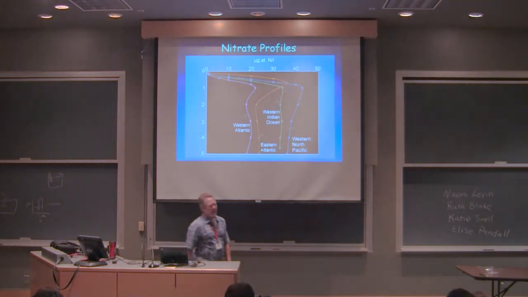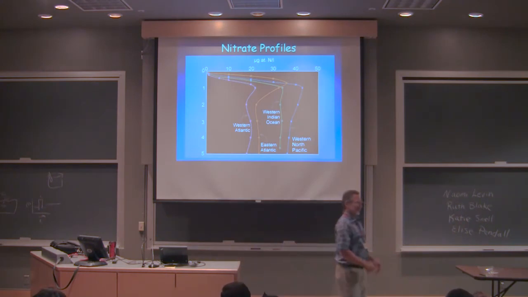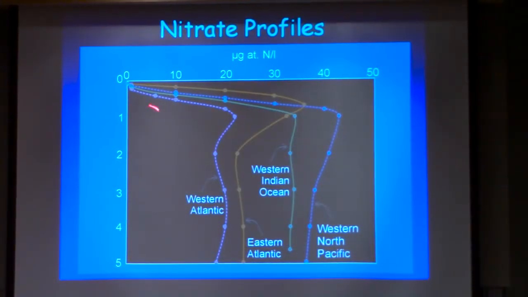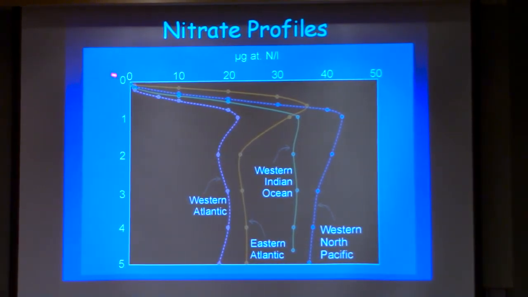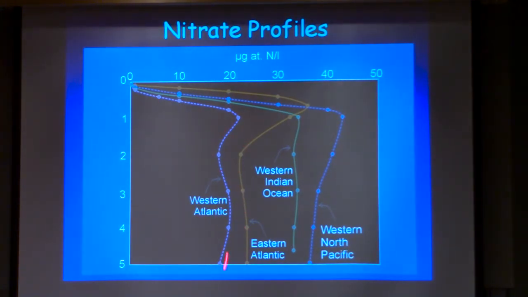Okay, now because there is respiration at depth, we do have profiles. These are nutrient profiles. Nutrient concentrations of nitrate are low at the surface, increase at depth. They're low because there's uptake. They're high at depth because there's respiration releasing those inorganic nutrients. In the deep ocean, this is micrograms nitrogen versus depth in kilometers. The western and eastern Atlantic have the lowest concentrations, and the highest concentrations are in the western North Pacific.